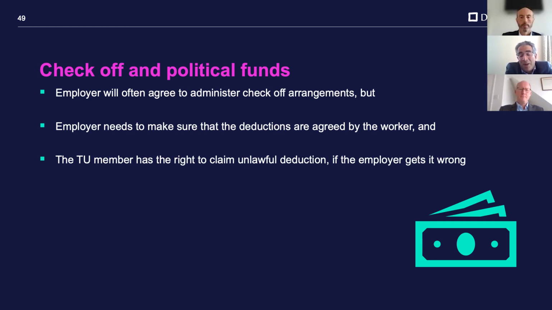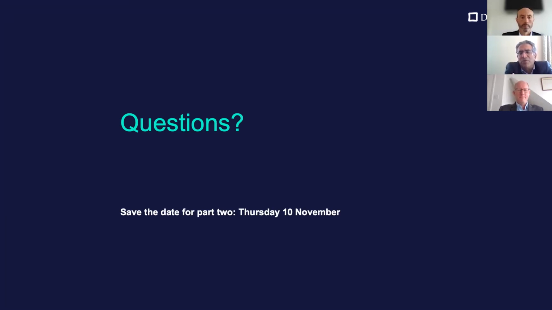Of course, the employee may make private arrangements, so the employer doesn't do it and therefore won't know. But the important thing is the employer also needs to make sure that the fact that the deduction will take place is agreed by the worker in advance, because it's otherwise subject to the usual restrictions around unlawful deductions. And as I say there on the final bullet, if the trade union member considers that the employer's got the calculation wrong, they can bring a claim for unlawful deduction against the employer. And again, that's an example of a right which is irrespective of whether or not the employer recognises the trade union.